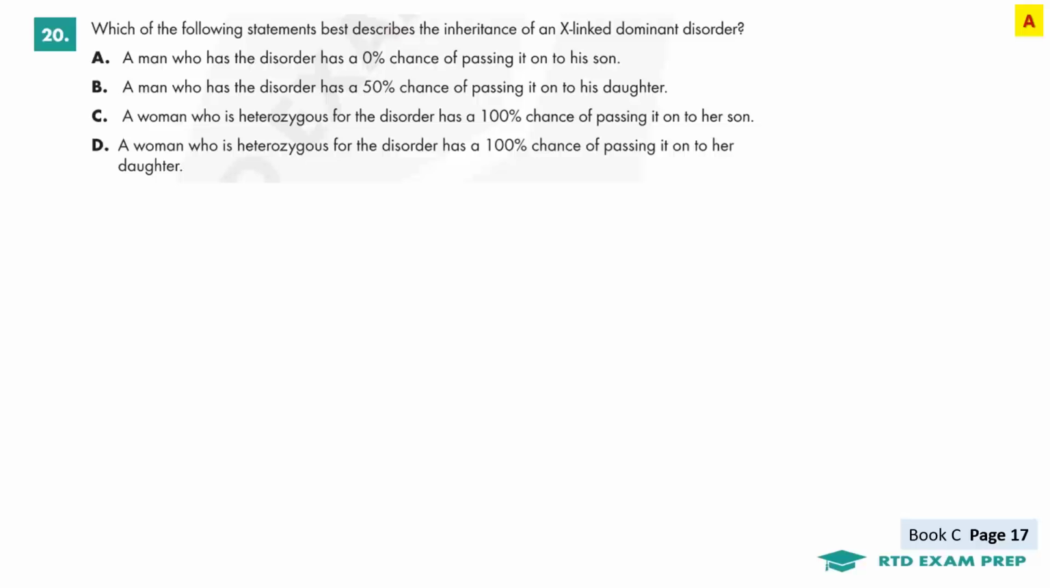When we take a look at question 20, which of the following statements best describes the inheritance of an X-linked dominant disorder? So we had a few things. When I remember and talk about the male, I'm like, well, if it was a dominant disorder, I'm going to look at all of his daughters and they will have this disease, so you'd see them colored in. But as I look through the different options, a man who has a disorder has a 50% chance? No way. He's going to pass it on.